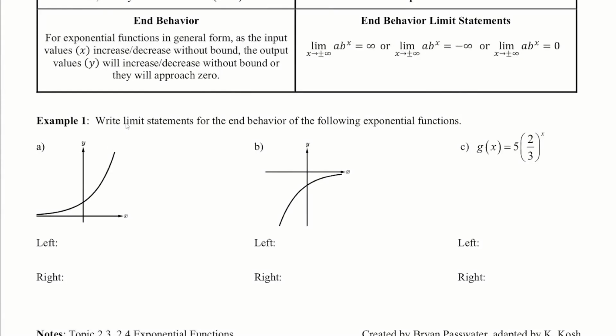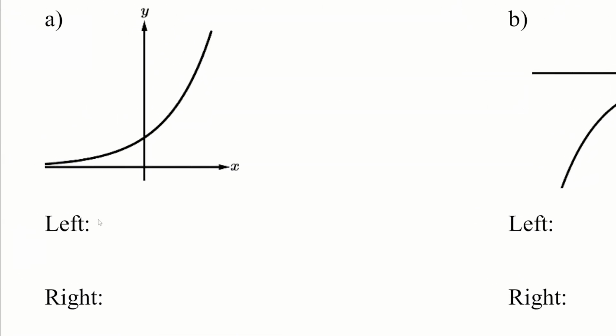So, example number 1. Write limit statements for the end behavior of the following exponential functions. Let's take a look at part A. Let's write the left-hand side limit first. Let's do, that's not how you write that. I was thinking about algebra 2. We'll say the limit as x approaches negative infinity, f of x equals what? Let's go ahead and reference the left-hand side real quick. You can see my cursor. As I go towards the left, I'm going down as much as I can, up until I quite can't anymore. And it seems like I'm hitting somewhat of the x-axis, right? But not quite touching it or crossing it, which means I'm approaching 0.